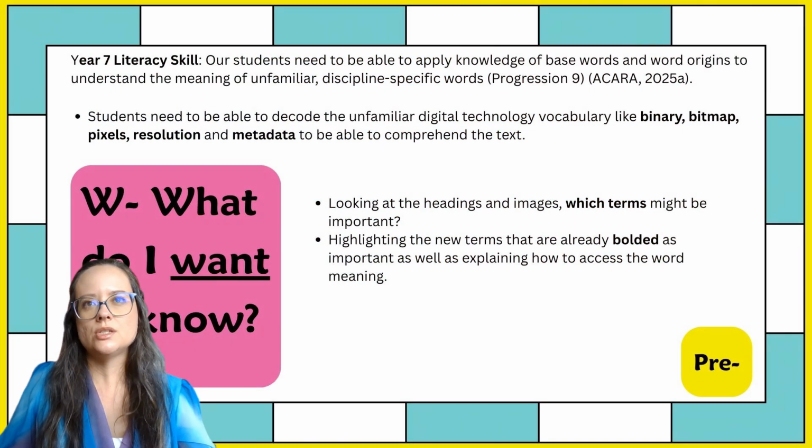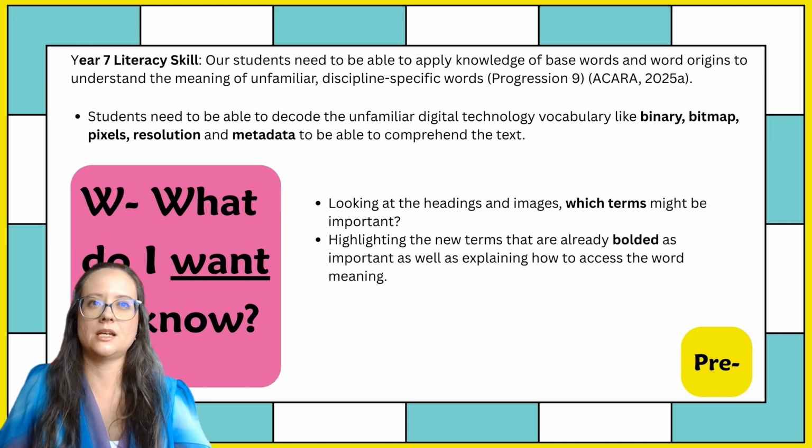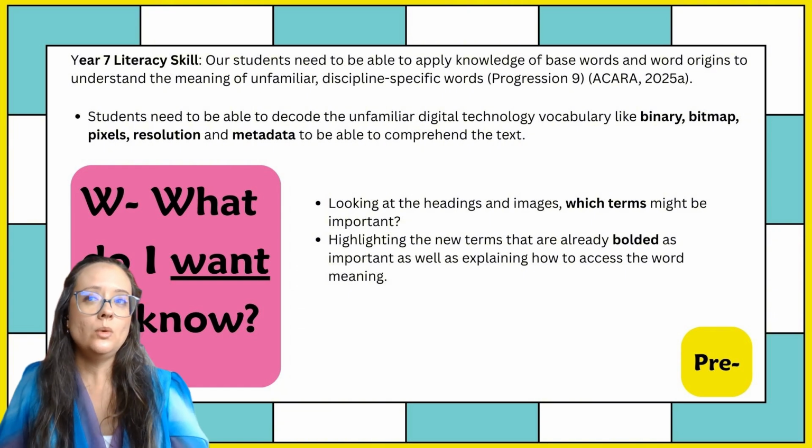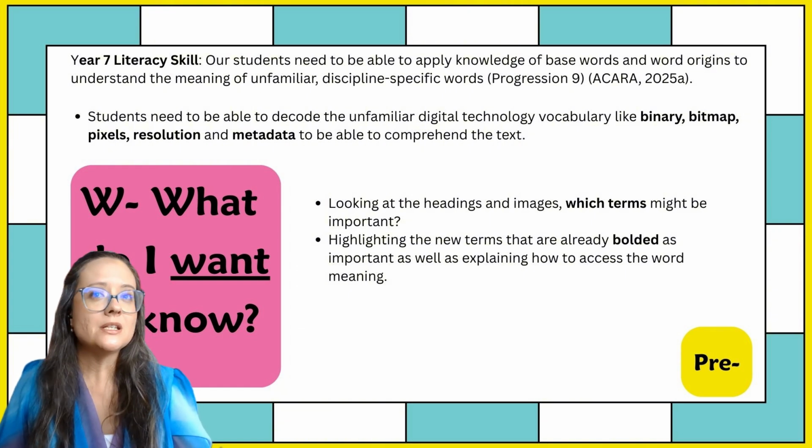To solidify the students' literacy understanding of the key terms, after completing the first section, I would then, in the W section, prompt students to identify which one of these terms they need in order to comprehend the text. So which one of these words do you think we must understand to make sense of the text? Looking at the headings and images, which terms might be important? Students might then suggest pixels.